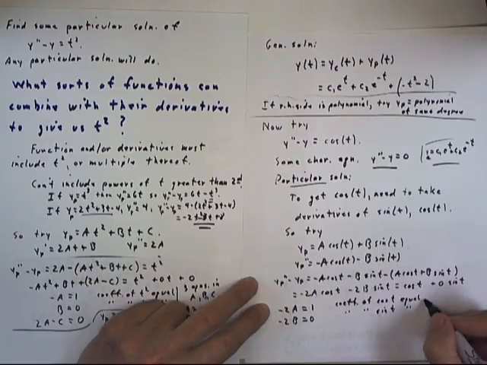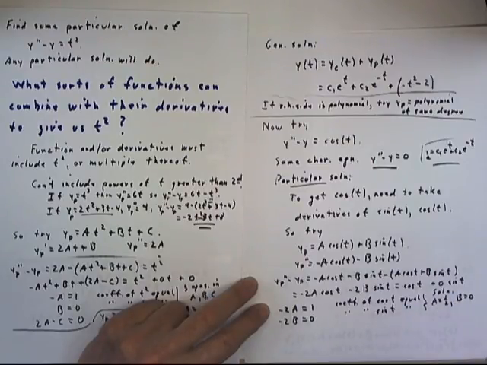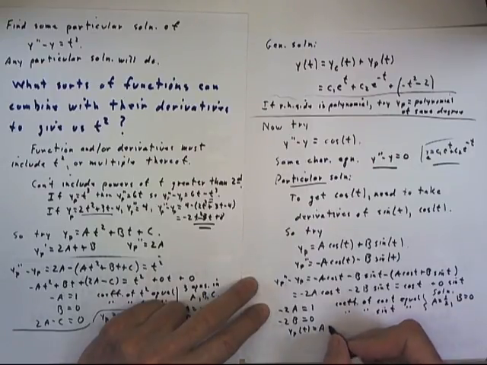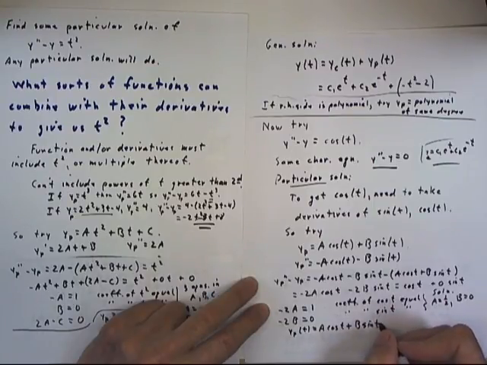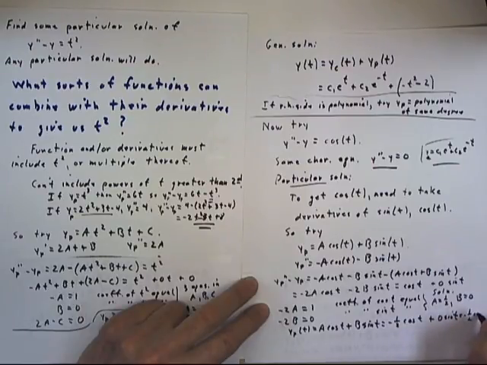Our solution is simple. a has to equal negative 1/2. b has to equal 0. So our yp of t function, which is a cosine t plus b sine t, is negative 1/2 cosine t plus 0 sine t, which is just negative 1/2 cosine of t.